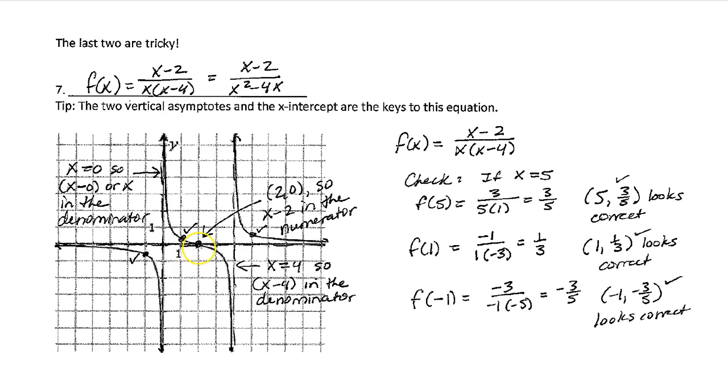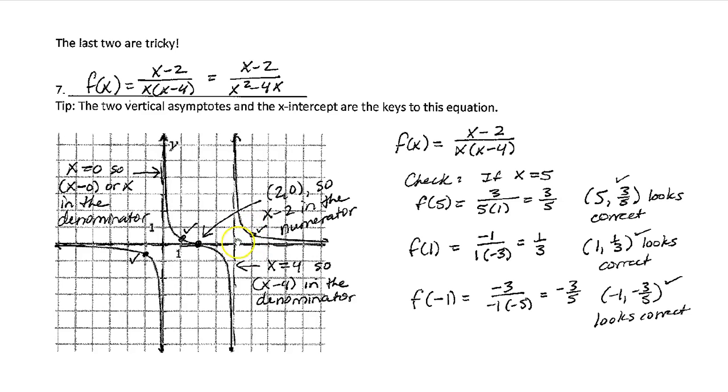2, 0 is my x-intercept, so that means x minus 2 has to be in the numerator. Now the only question is, do I have any other coefficients, like is there a coefficient in front of the x minus 2 or in front of the x that I should be concerned about? So I'm just going to check a few points. There aren't any specific points I can see that are easy to spot, so I am just picking a few values for x and seeing if the y value looks reasonable. So this is what I'm doing here.